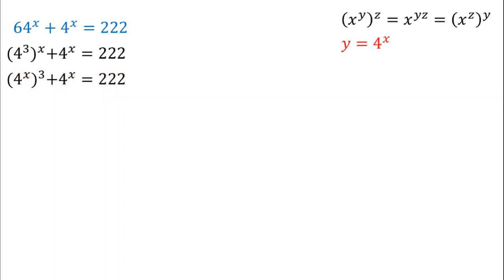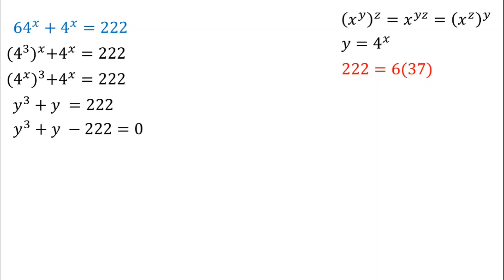So in order to simplify the equation even further, let's arbitrarily let y equal 4 to the x. Plugging back in, we now have y cubed plus y equals 222. Now this equation looks a heck of a lot simpler to deal with and solve than the original equation. Next, let's simply subtract 222 from both sides, so we get 0 on the right-hand side and our equation is represented as such.